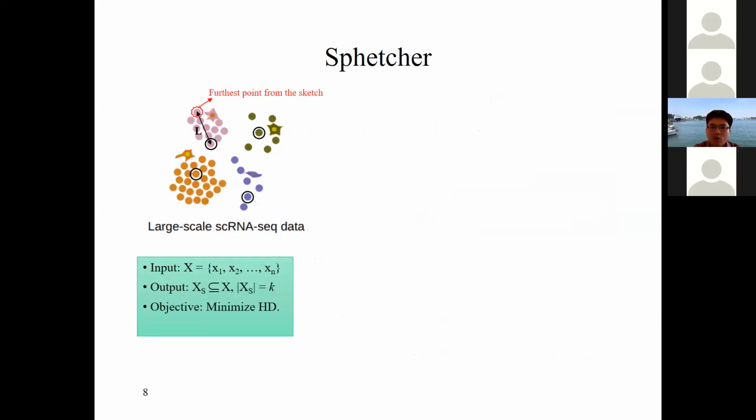And this is the overview of our method. We call it Fetcher. As input, we have n cells, and the output is a subset of size k. And our goal is to minimize the Hausdorff distance, right? We want to minimize the furthest point from the sketch. And if it's small, then every point will be close to the sketch. So this is the main idea, right?